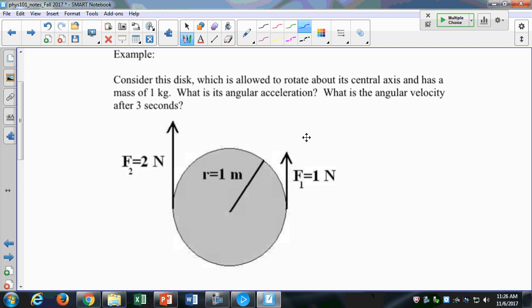So here, first thing I want to ask is I have this disk that's allowed to rotate about this axis. It has a mass of 1 kilogram, and I want to know its angular acceleration. I want to know what alpha is, and I want to know what omega is. I can write down some things that I know. I know that the mass is 1 kilogram. I know that the radius of this disk is 1 meter, and it has these forces acting on it. First thing I want to do is find out what is the moment of inertia. On these rotational problems, I always know I'm going to need the moment of inertia, so I might as well just go ahead and calculate it first. I look at my table.